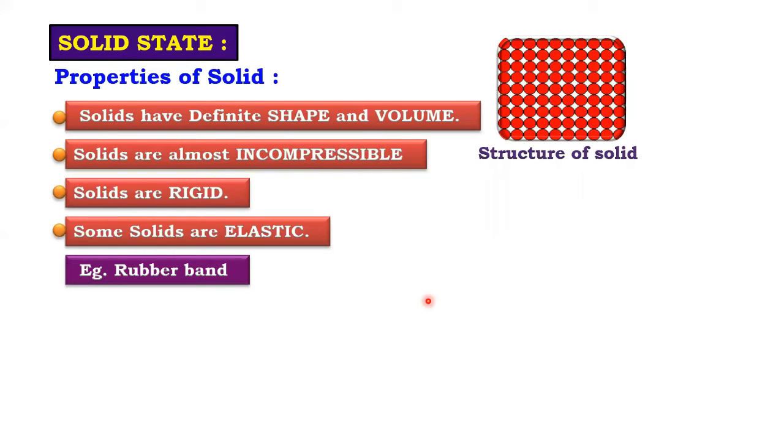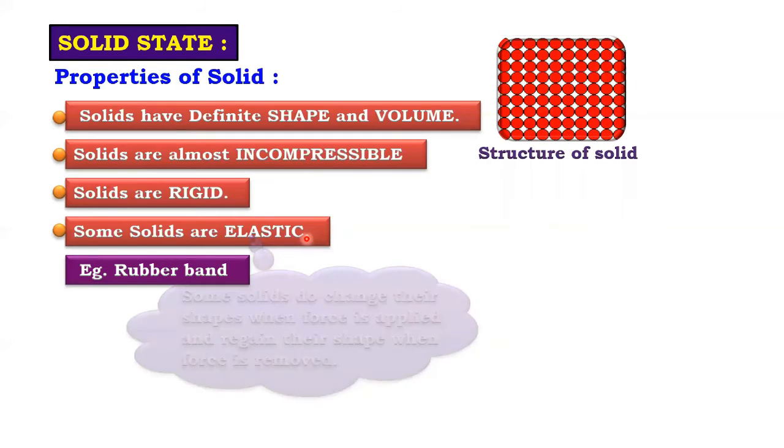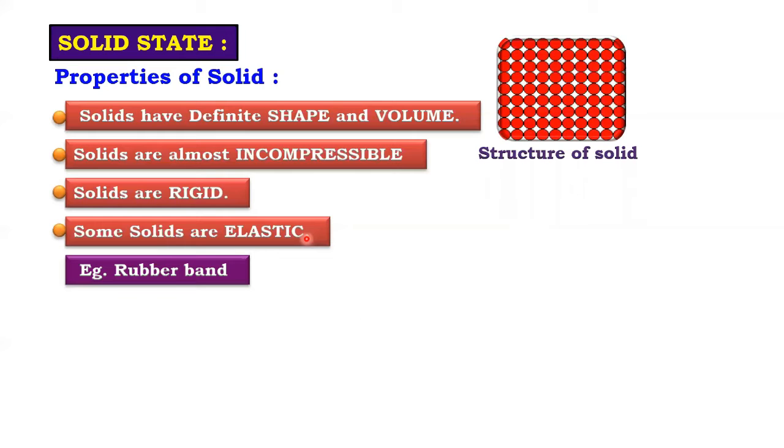An example of that is a rubber band. When you stretch a rubber band, its shape changes, right? But as soon as you leave it loose, what will happen? It will come back to its original shape. That property of solids is called elasticity. Okay. So what we can say, some solids do change their shapes when force is applied and regain their shape when force is removed. That property of solids is called elasticity. Moving on, आगे देखते हैं. Rubber band is an example.